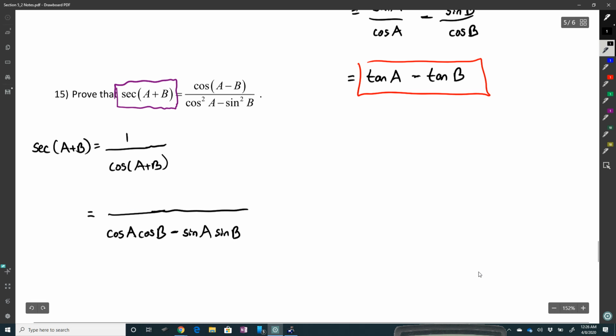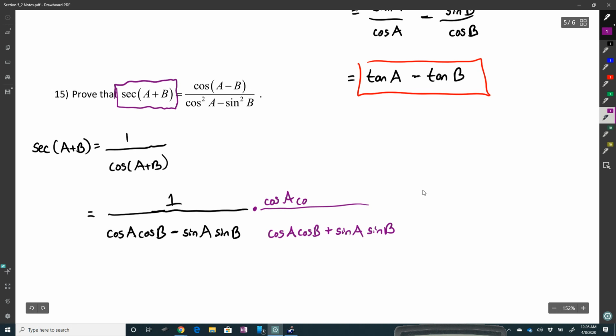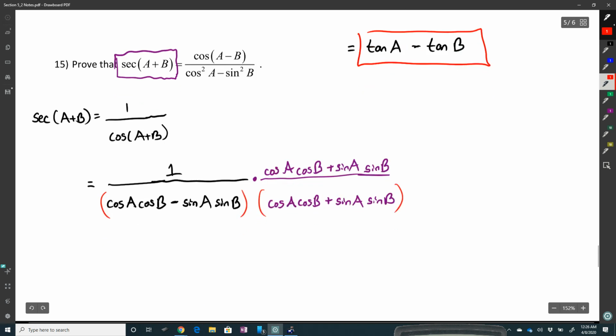And it kind of looks like we don't have anything. But like we learned in 5.1, if you see subtraction, try multiplying by the conjugate and see what that gets you. So the conjugate is the same thing with the opposite sign. So I'm going to try to multiply by cosine A, cosine B plus sine A, sine B, and it has to be the same thing on the top and the bottom, because anything over itself is 1. Over cosine A, cosine B plus sine A, sine B.